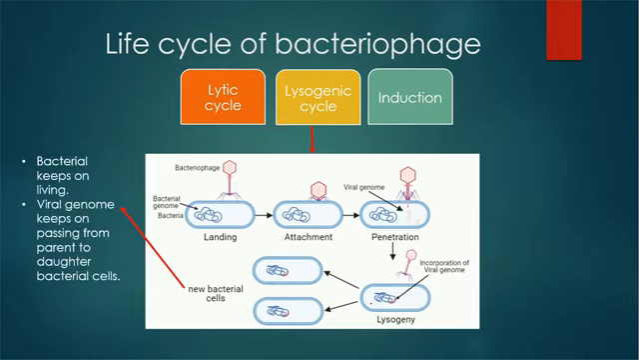And what will happen is that this viral material will be transferred to the daughter cells, or new cells, of the bacteria as the bacterial cell keeps on living. So it will keep on passing the viral genome from the parent cells to the daughter cells. So that was the lysogenic cycle.